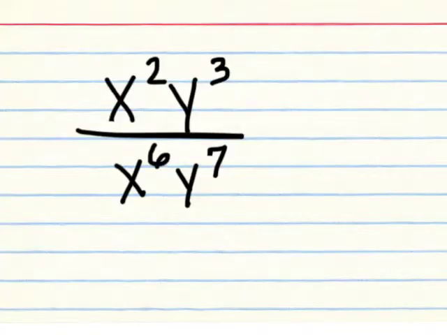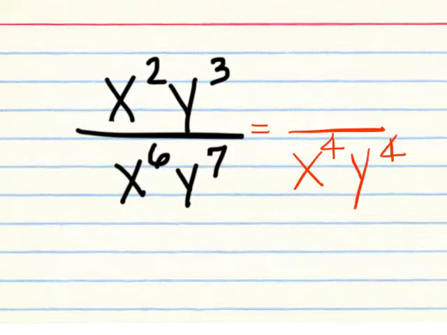X to the second over x to the sixth. Where is the largest exponent? Bottom, so that's where the x goes, and 6 minus 2 is 4. Y to the third over y to the seventh. Where is the largest one? That's where the y goes. 7 minus 3 is 4. So we had nothing left on top. What number should I write on top? 1, yes. 1 over x to the fourth, y to the fourth.